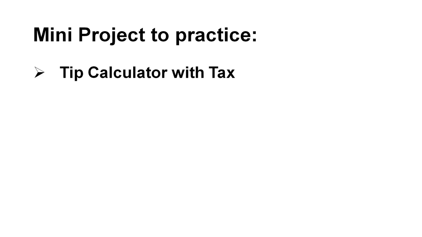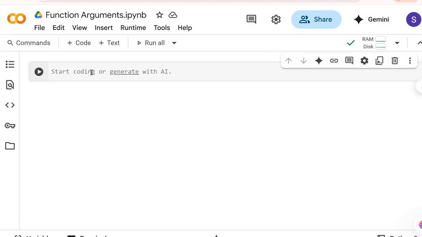So based on the concept, we are going to build a mini project here, a tip calculator with tax. So let us build the project. I'm defining a function calculate_total of amount, that is the bill amount, tip percent and tax percent.